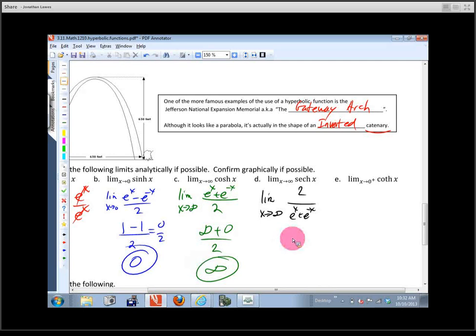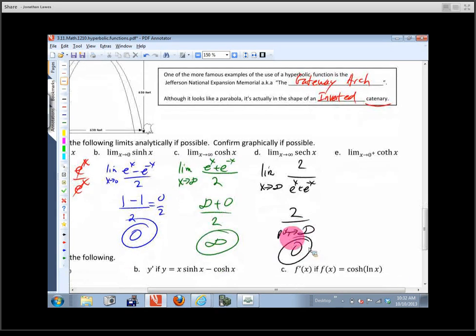So on this one, we're going to have top is a 2. Nothing we can do about that. The bottom is tending toward positive infinity. What happens if you have a finite number and you're dividing by something that's getting bigger and bigger and bigger and bigger? Overall limit's going to be 0. Okay. Another one that we don't have a picture for.